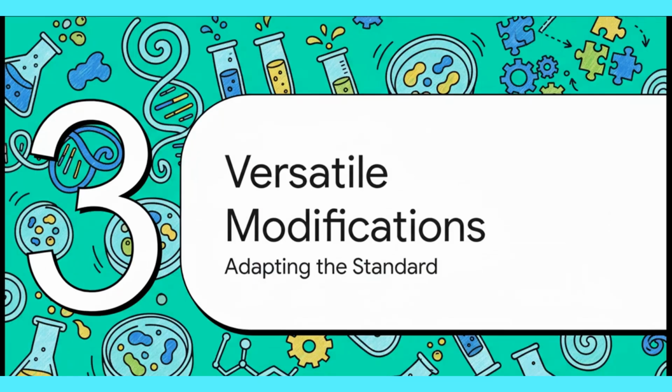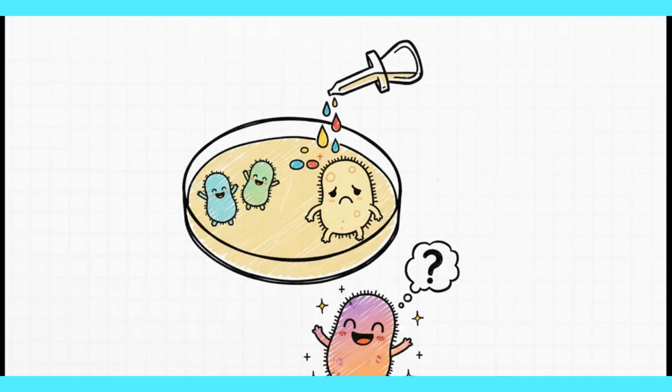But here's where it gets really cool. That standard formula, that's just the starting point. One of the greatest strengths of Mueller Hinton Agar is just how adaptable it is. You see, while MHA is great for most everyday bacteria, some are a lot more demanding. We call these fastidious organisms. Basically, they're the picky eaters of the microbial world, and they need extra nutrients to grow. And the standard MHA recipe is the perfect foundation to add those supplements to.